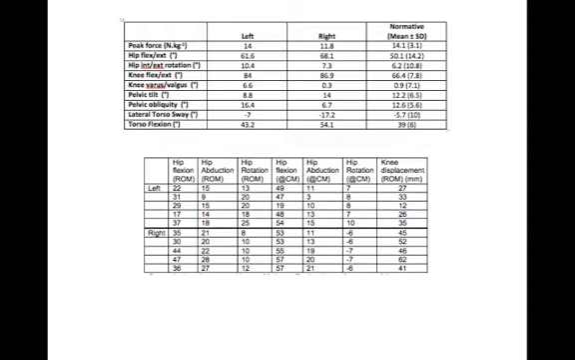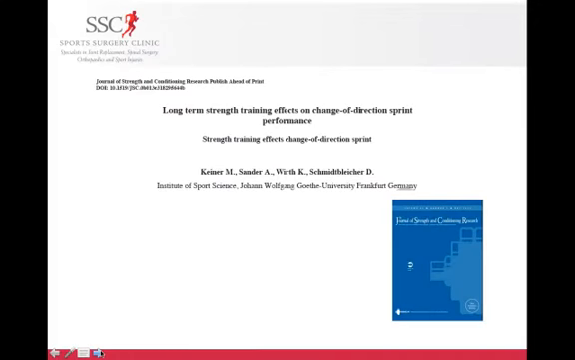So what I'd like you to do over the next 10 minutes or so is take you through some papers which really are starting to demonstrate where performance and where indications may lie for the use of three-dimensional motion capture and return to play. The first paper I'd like to look at in the Journal on Strength of Conditioning by VICON. It looks at the long-term strength training effects on change of direction sprint performance.